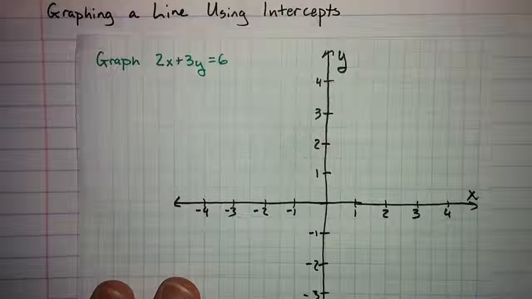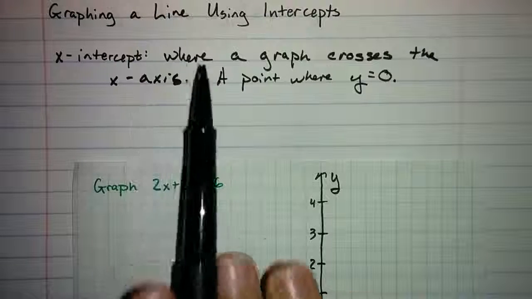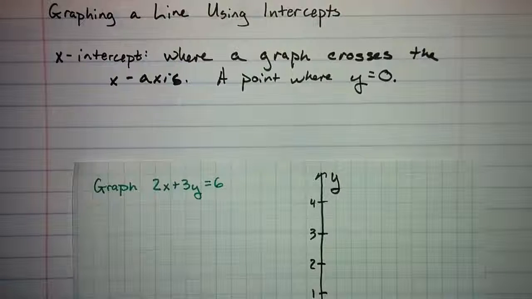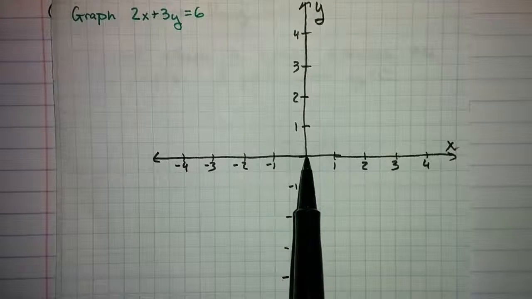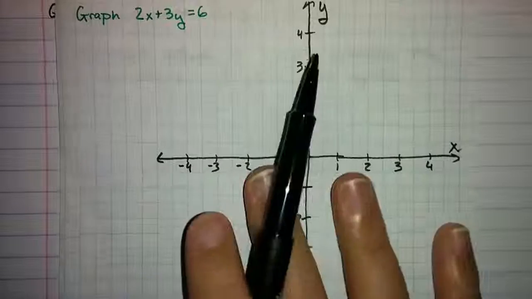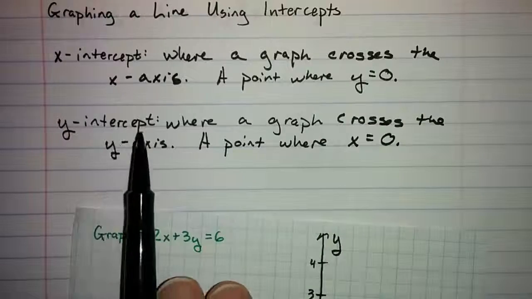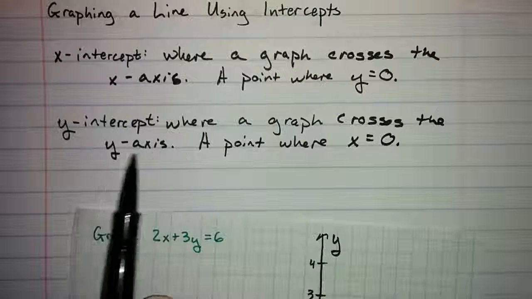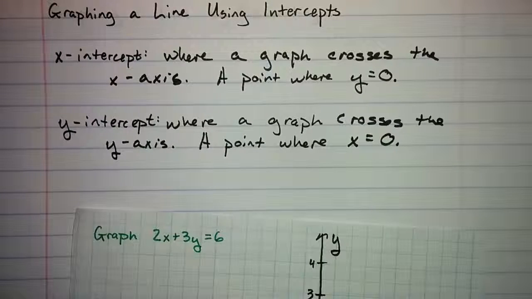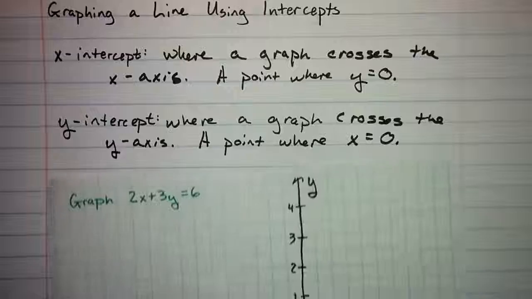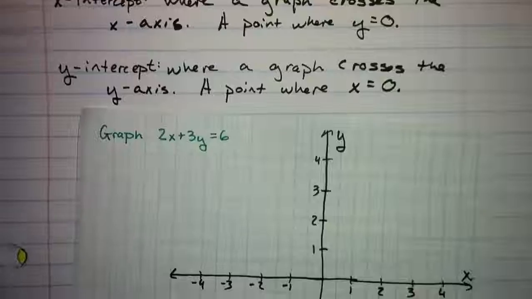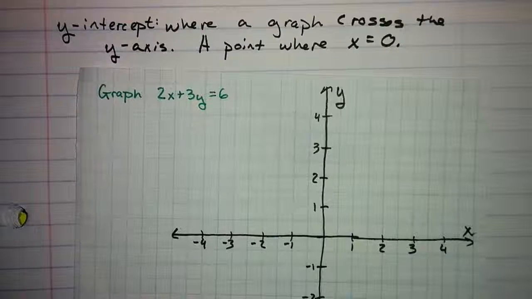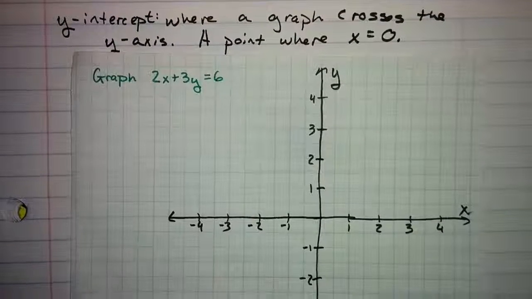Let's take a minute to recall what those are. The x-intercept is a point where the graph crosses the x-axis. And of course, just looking at the picture, we see that that's here where y equals 0. Similarly, the y-intercept is a point where a graph crosses the y-axis. And again, thinking about what that looks like, those are the points where x is 0. Okay. So how are we going to find the intercepts here, then?